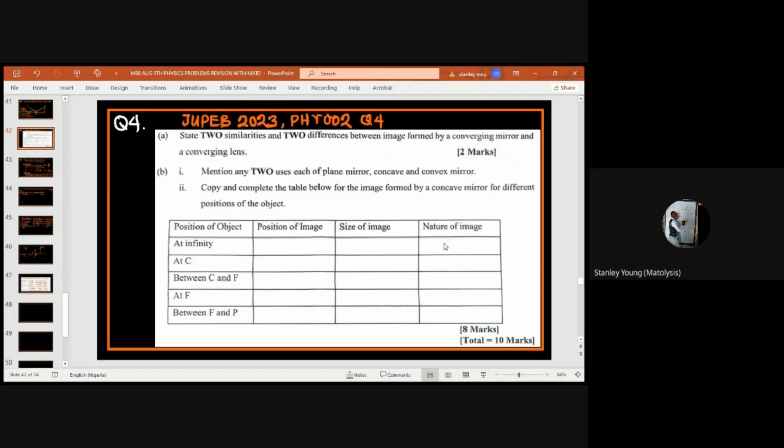But if it's going to be a convex mirror, irrespective of the position of the object, the image is usually VED: virtual, erect, and diminished. So please take note of that. And a convex mirror has the same characteristics as a concave lens. Please take note of that.